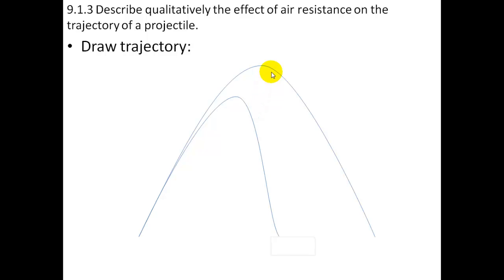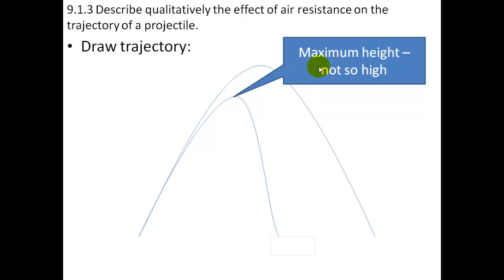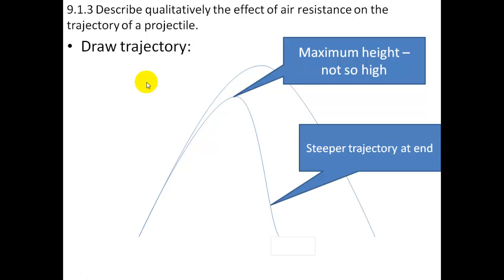There are three main factors to look for here. The most obvious one is that the maximum height is not going to be so high. It loses a lot of energy at the start of the trajectory because it's going so quickly. So it will lose that energy and the path will be under that of the trajectory without air resistance. So the first point is that maximum height is not so high. Secondly, because it loses horizontal velocity, it will actually be steeper towards the end. So it has a steeper trajectory here than here.